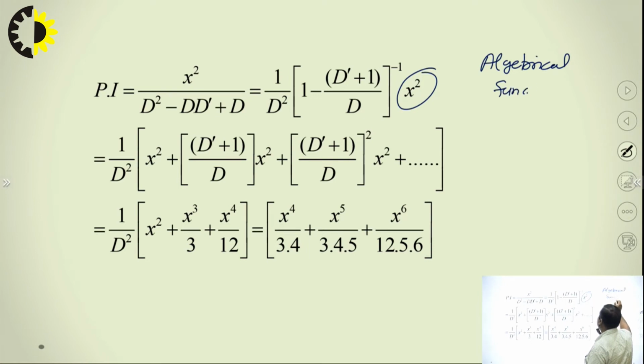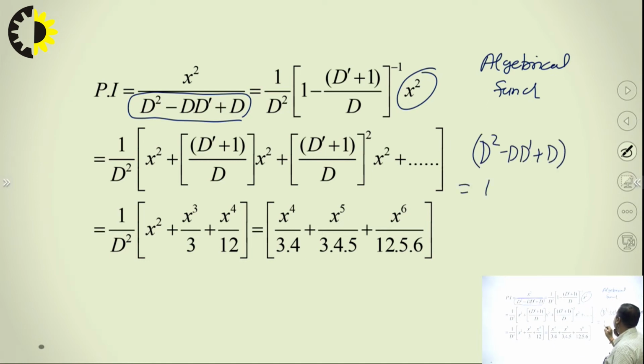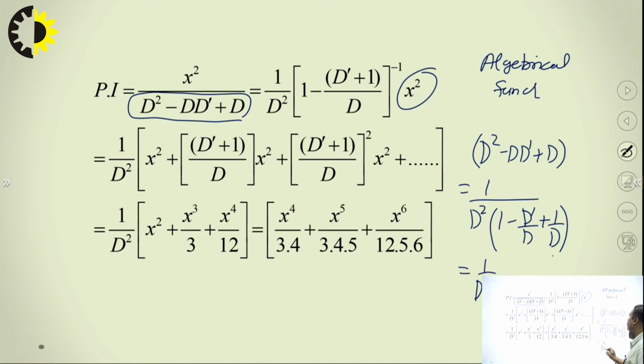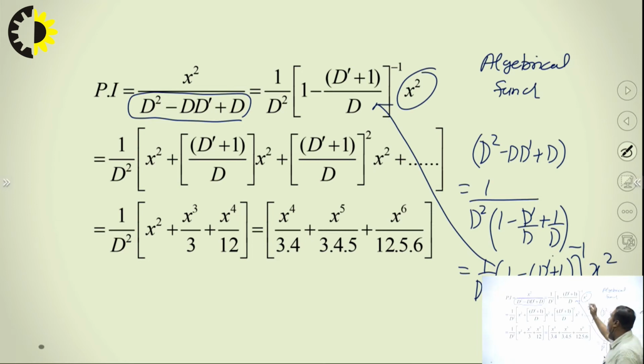Algebraical function. So we have to write, taking the highest degree of D as common. Highest degree is D square. So we have taken the term D square minus DD dash plus D. Taking 1 upon D square as common: 1 minus D dash upon D plus 1 upon D. And that term is taken as 1 upon D square, 1 minus D dash plus 1 upon D, whole power minus 1, into x square. That is the term here. 1 plus D dash plus 1 upon D, whole power minus 1, into x square.